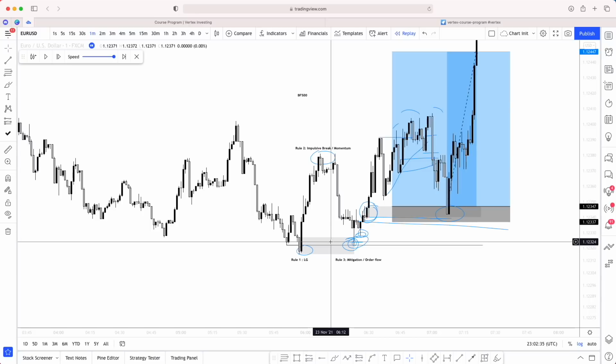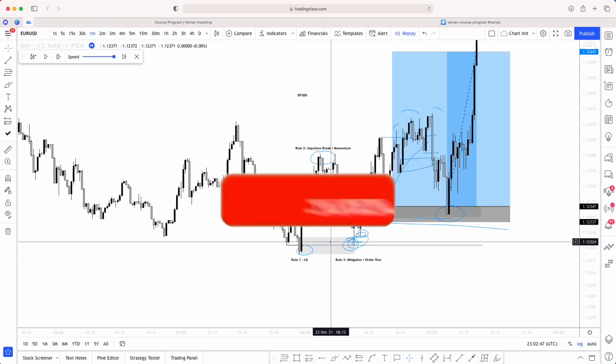All you need to do is just rinse and repeat this setup. I'm sure a lot of you are becoming profitable from the free content, and hopefully this ties together liquidity and order flow in one video for you.